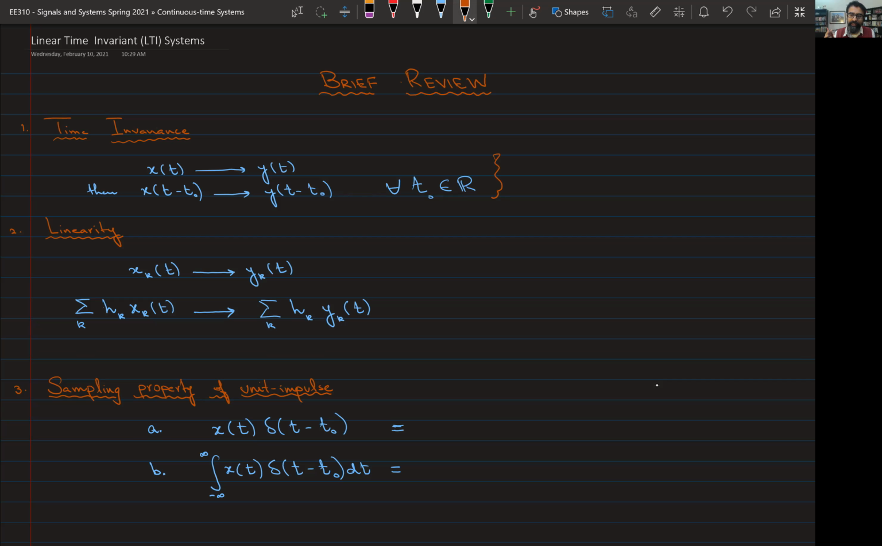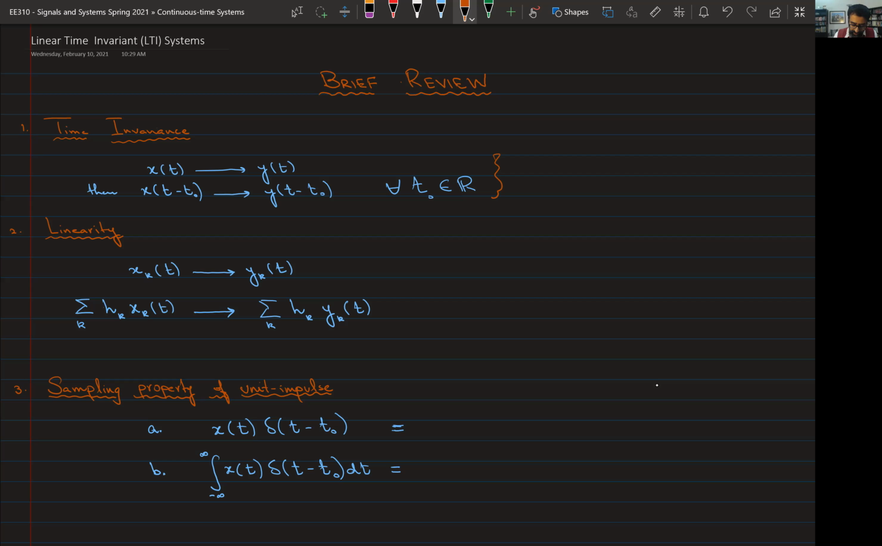Okay, so that's the first property that's important. The other property that's important is linearity, right? And linearity means that if I scale the input by a constant, the output is also scaled by the same constant, right? So that's one. The other is if I add two inputs, the output that I'm going to get is going to be the sum of the individual outputs corresponding to the individual inputs. So if x1 results in y1 and x2 results in y2, then x1 plus x2 is going to result in an output which is equal to y1 plus y2, okay?